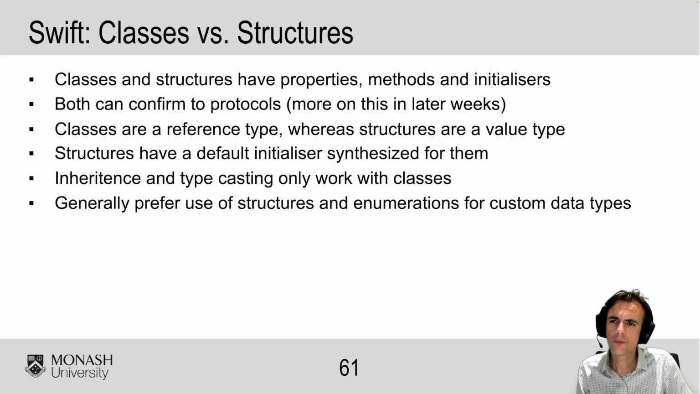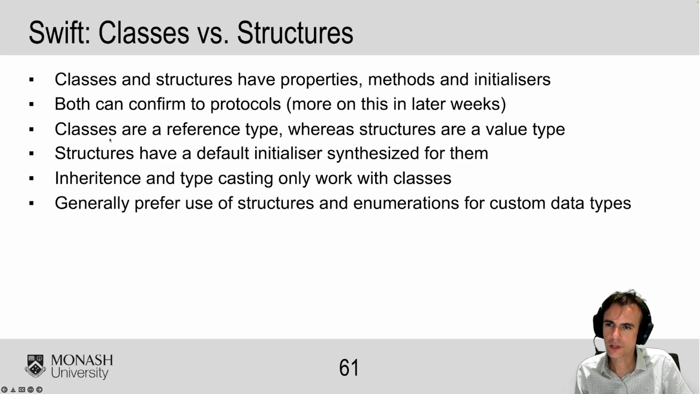We should talk for a moment about classes versus structures. Classes and structures are very similar in Swift. They can both have properties, both have methods, and they both have initializers, that is constructors, which you would probably know. Both can conform to protocols, which means they just have to have particular properties or methods implemented, and we'll cover this more later because we make use of it.